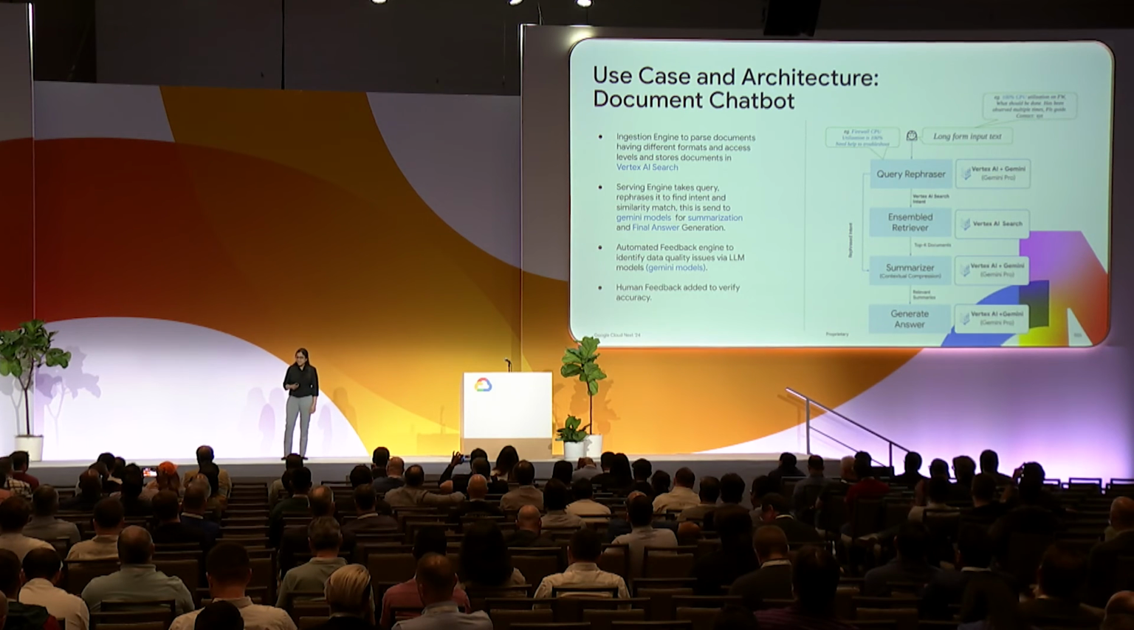Human feedback is added to verify accuracy today. Till we reach 100% accuracy, it's going to continue this way. And we are getting there. Human feedback in terms of thumbs up, thumbs down helps us in collecting metrics and make our models better as well.